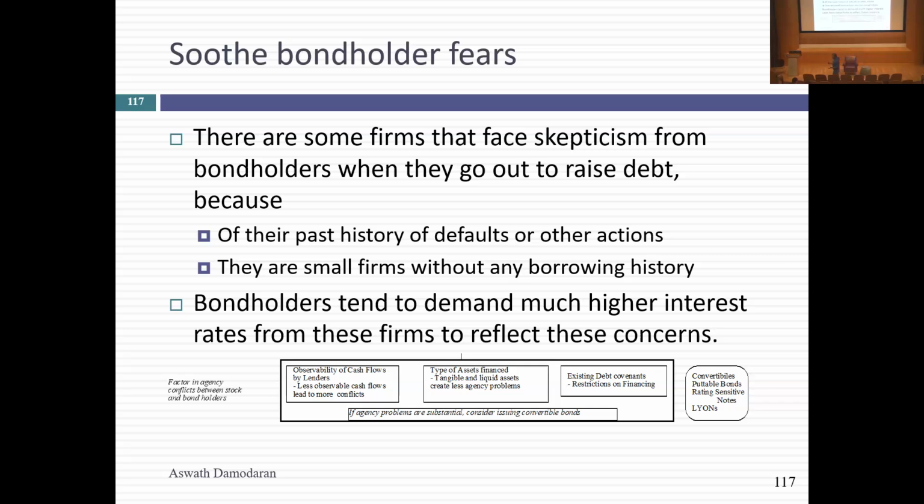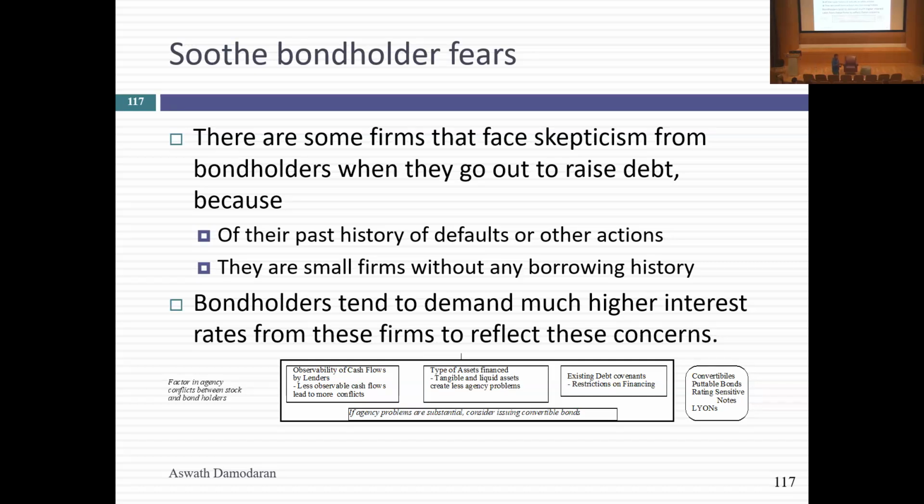So you're saying, what do we do then? I've designed this perfect bond. It's getting me the tax advantage. I've got everybody on board, but nobody seems to be buying our bonds. The question is why? They don't trust you, right? So what do you do? You sugarcoat the bond to make it acceptable to bondholders. Let's look at some of the things you can do.